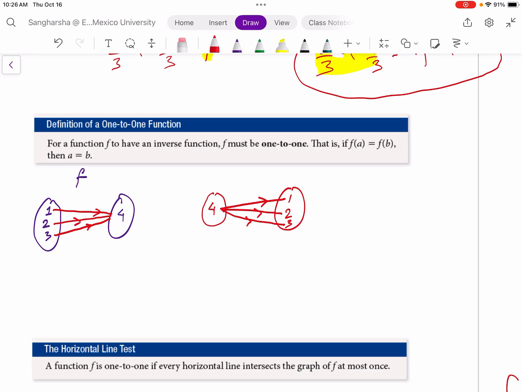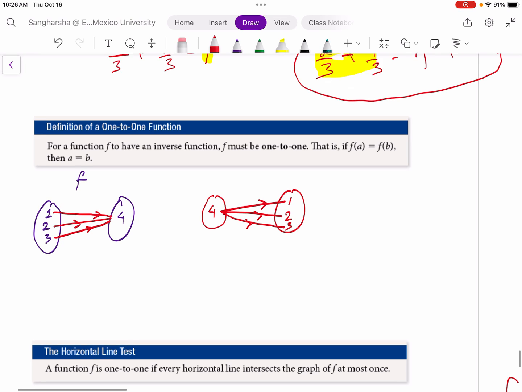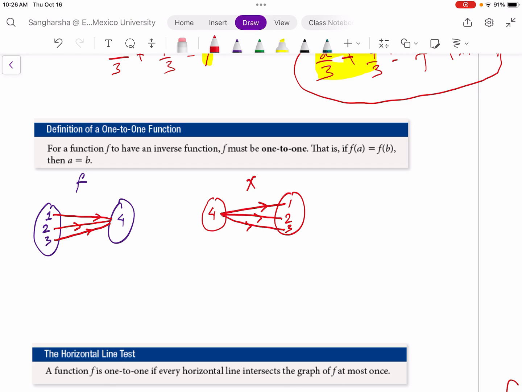Because 4 corresponds to more than one element. It corresponds to 3 different elements. So this is not a function. Okay, so this is not a function. Now we have a function f.